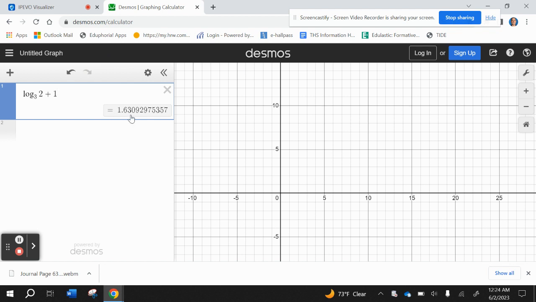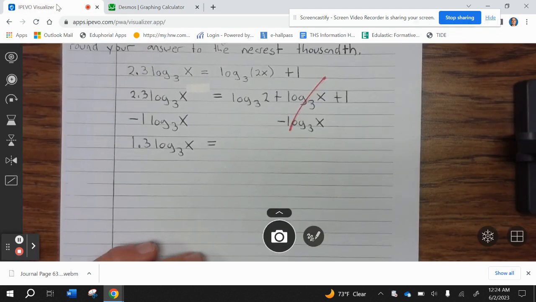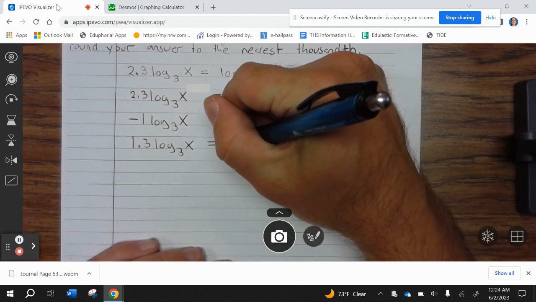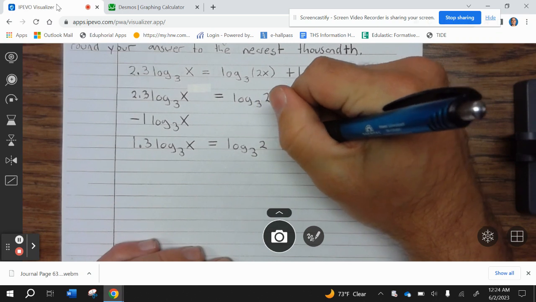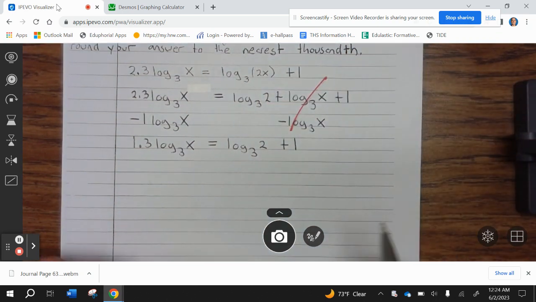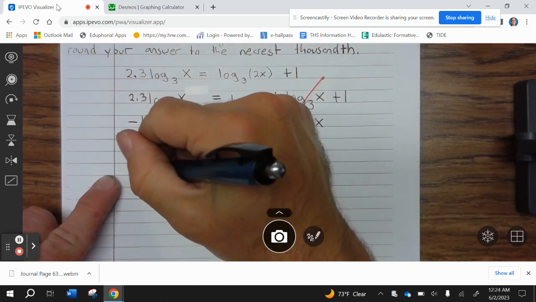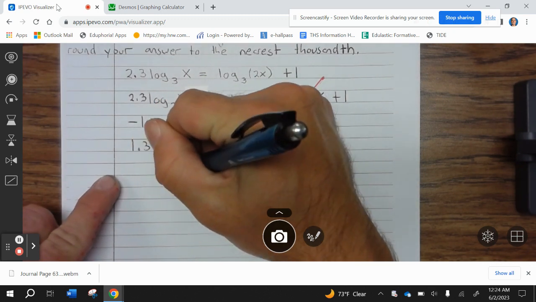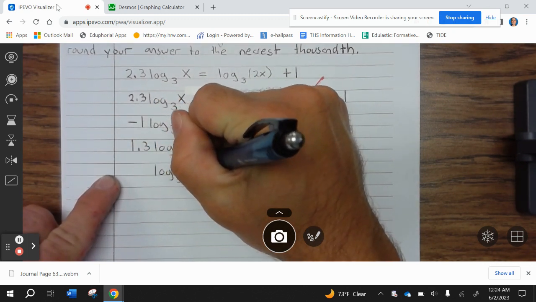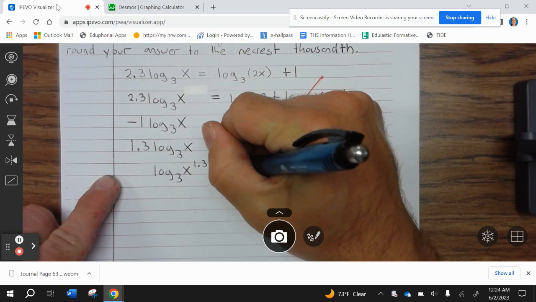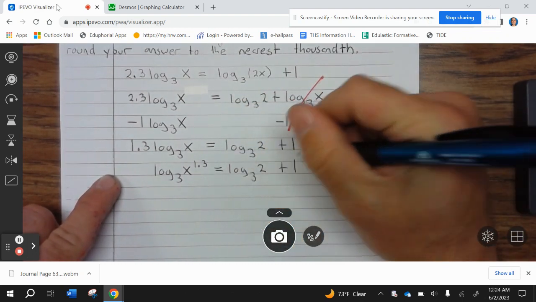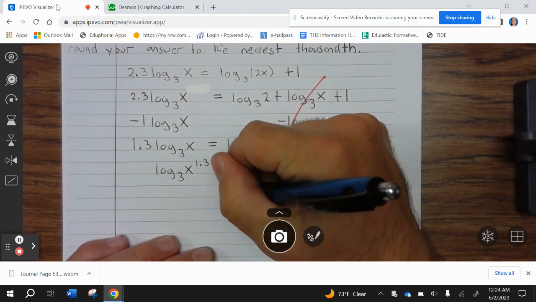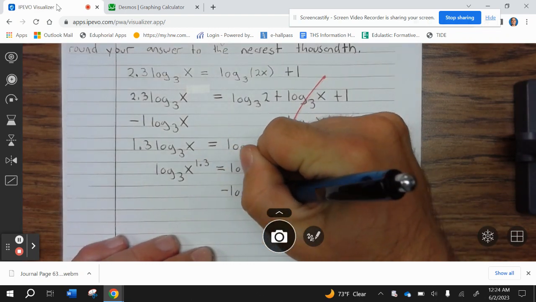That gets messy, actually. We could do that, but let's probably wait to that end. So we have log base 3 of 2 plus 1. Now it's probably a good idea to bring that up. So that's log base 3 of x to the 1.3 equals log base 3 of 2 plus 1. Let's go and subtract that log base 3 of 2.